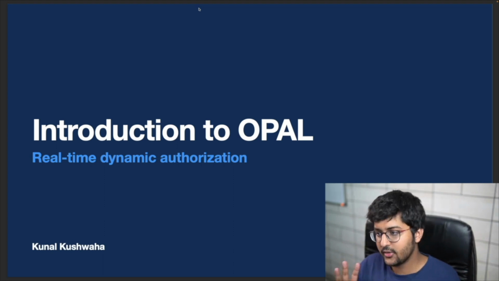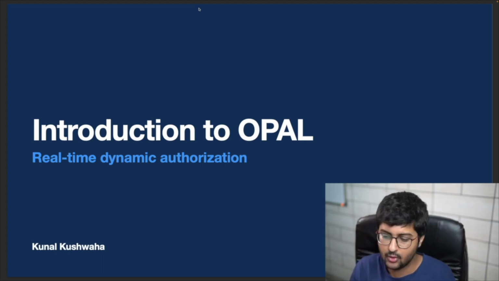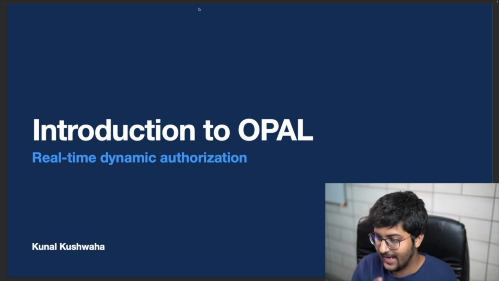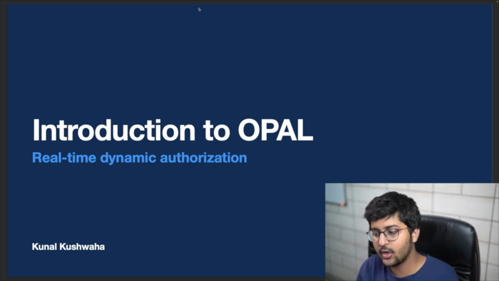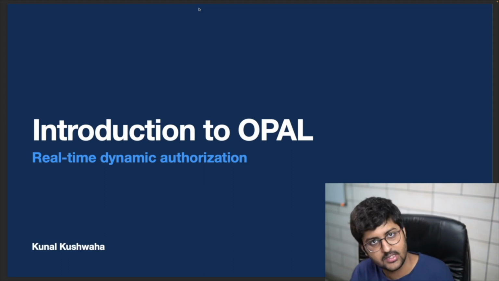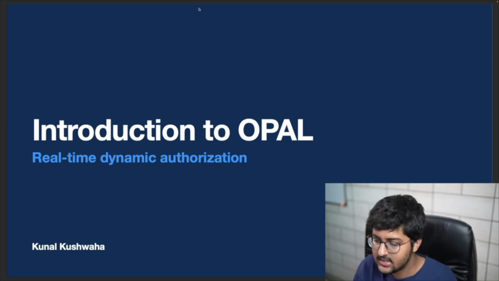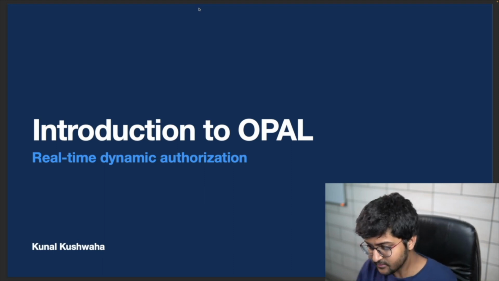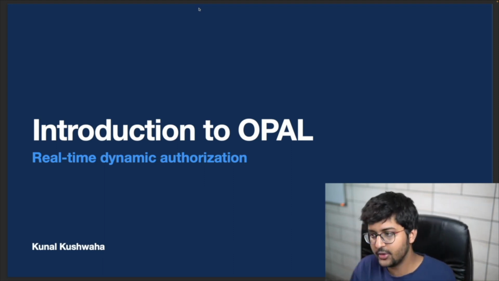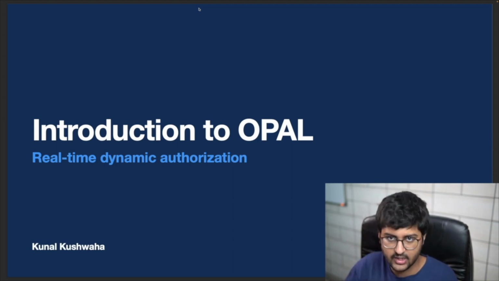Cool. So, introduction to OPAL. What is OPAL? OPAL is an open source project. It's an administration layer for Open Policy Agent. If you don't know what Open Policy Agent is, don't worry. I'll cover it in the next section about some of the challenges that the project is trying to solve. So basically, OPAL allows you to easily keep your authorization layer up to date.